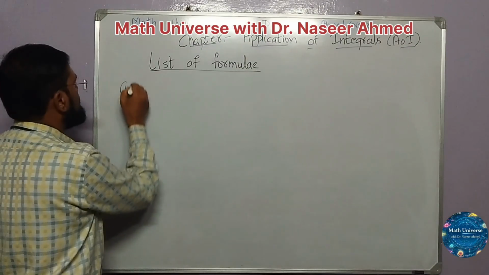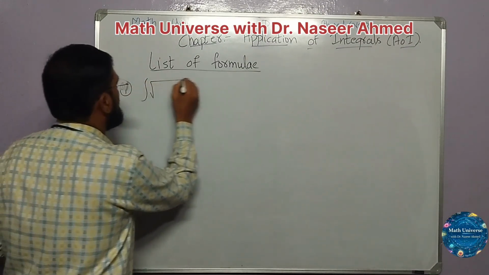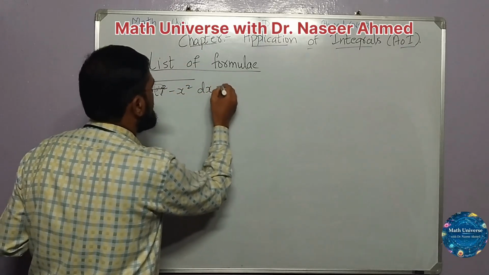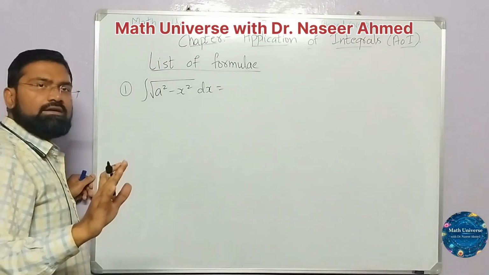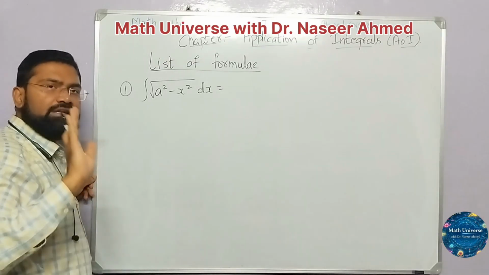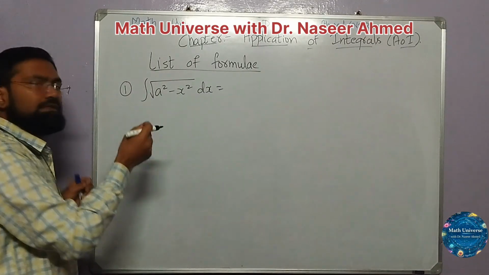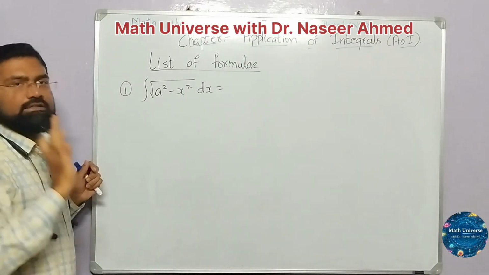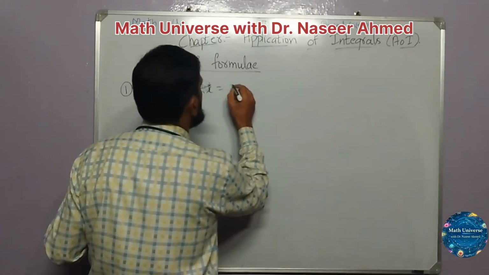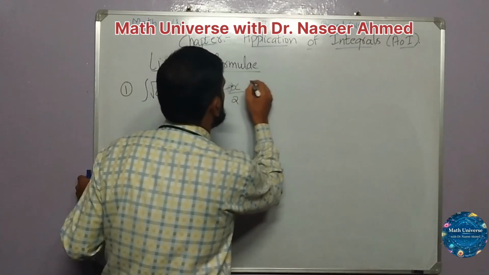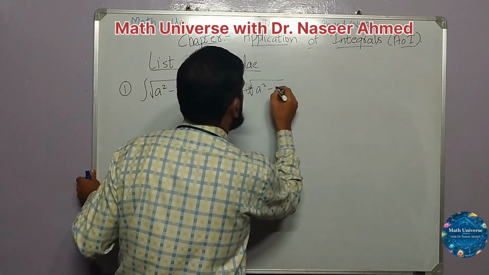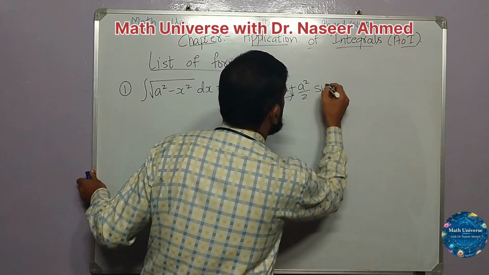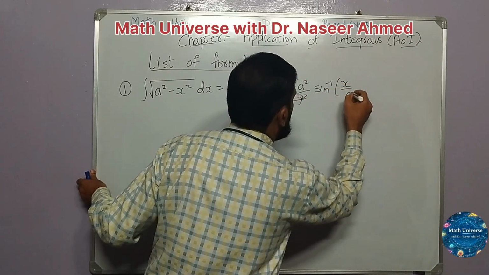The first formula is integral of root of a square minus x square. I'll be talking about indefinite and definite integrals in detail when I take chapter number 7, integrals. Now, only the formulas we require, I'm going to write out and you are going to memorize that surely. So just see this. It is x by 2 root of a square minus x square plus a square by 2 sine inverse of x by a plus c.